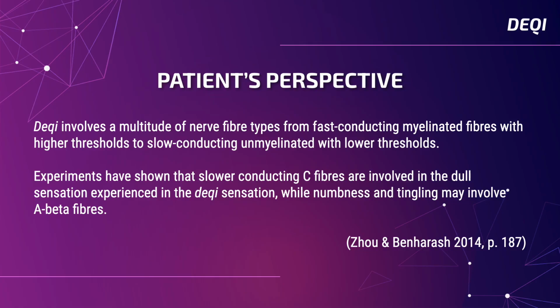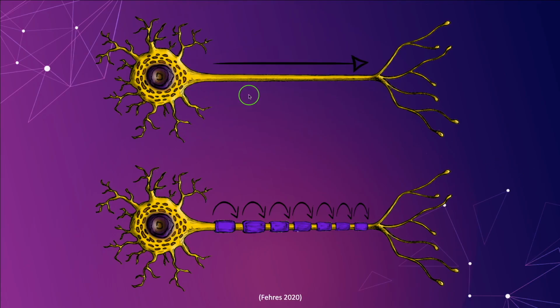De Qi involves a multitude of nerve fiber types, from fast-conducting myelinated fibers with higher thresholds to slow-conducting unmyelinated fibers with lower thresholds. Experiments have shown that slower-conducting C fibers are involved in the dull sensation experienced in the De Qi sensation, while numbness and tingling may involve A beta fibers. So remember, we've got the non-myelinated fibers, which are responsible for continuous conduction, and the myelinated fibers, which are responsible for saltatory conduction. This delivers slow, diffuse sensations, and then this delivers the sharp, fast sensations, fast signals.